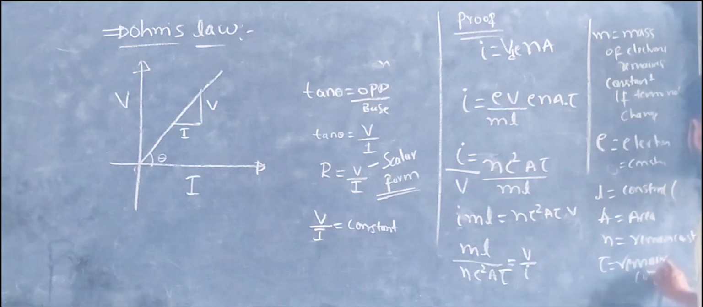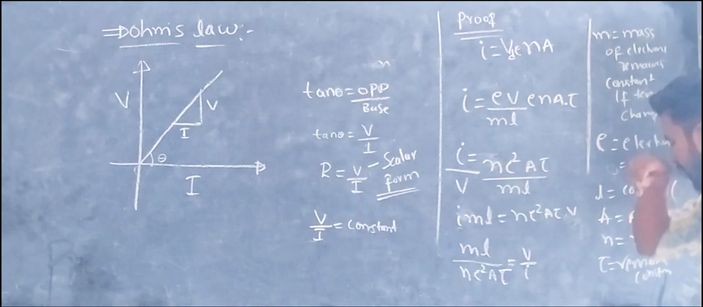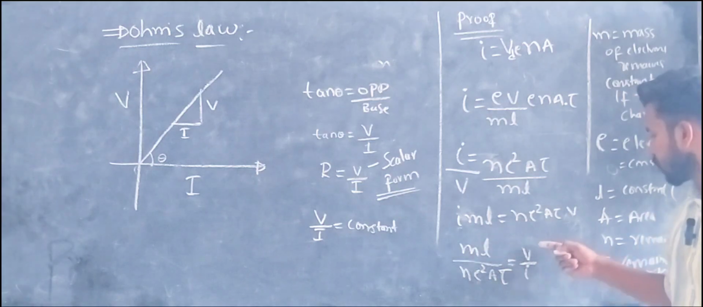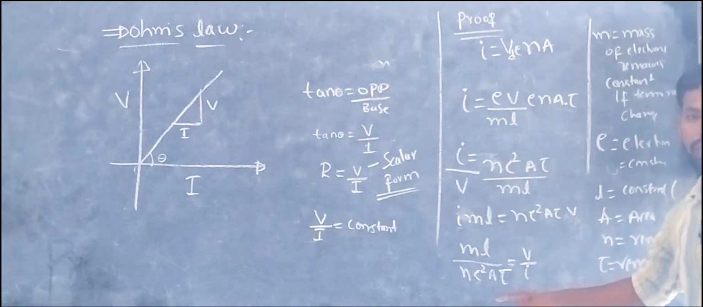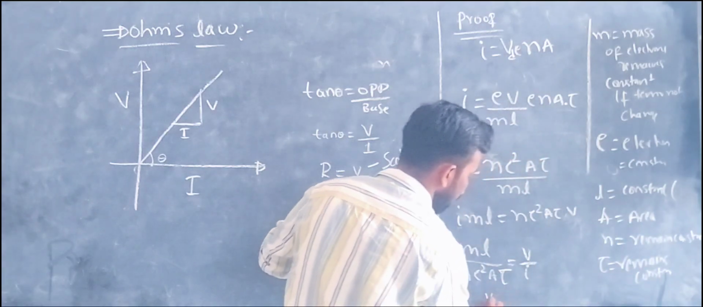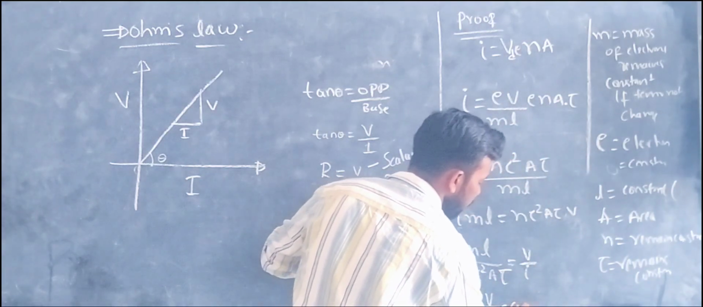So from this, what are the terms here? All are constant, so that is what we prove: V by I is equal to a constant. This tells us that V by I is equal to a constant.